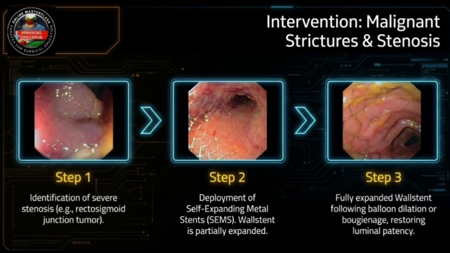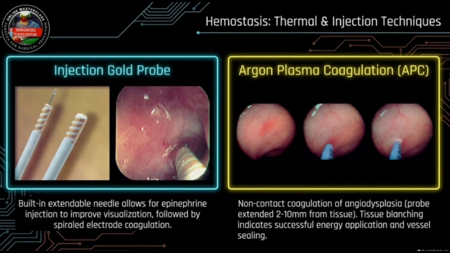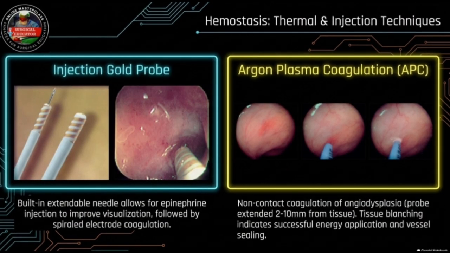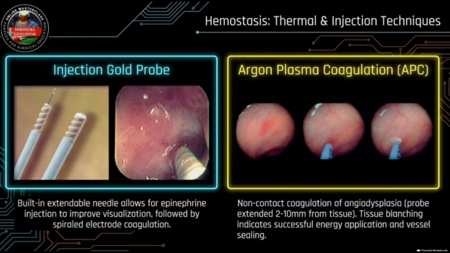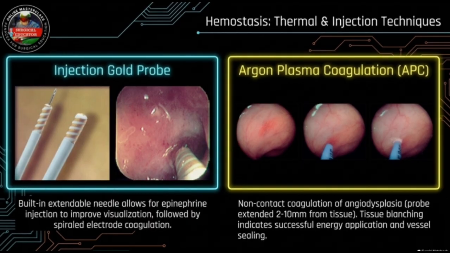Always. Slide 12 tackles hemostasis with thermal and injection techniques. We have two very different tools here. The first is the injection gold probe. It has a retractable needle that allows you to inject epinephrine directly into the bleeding site, followed by a spiraled electrode for coagulation. Yes. How does injecting adrenaline help stop a bleed?